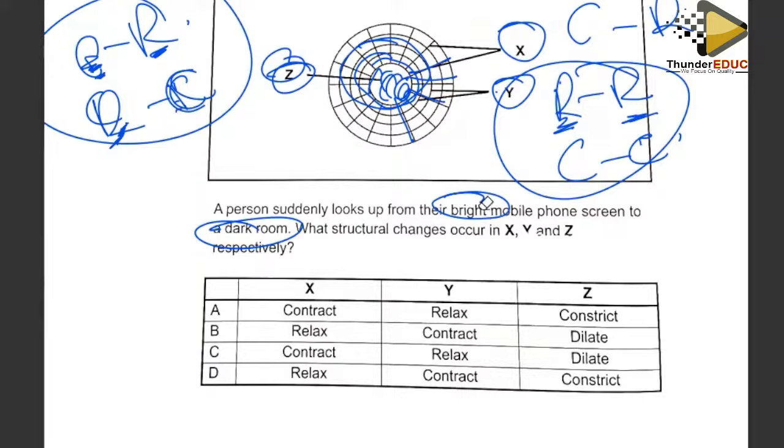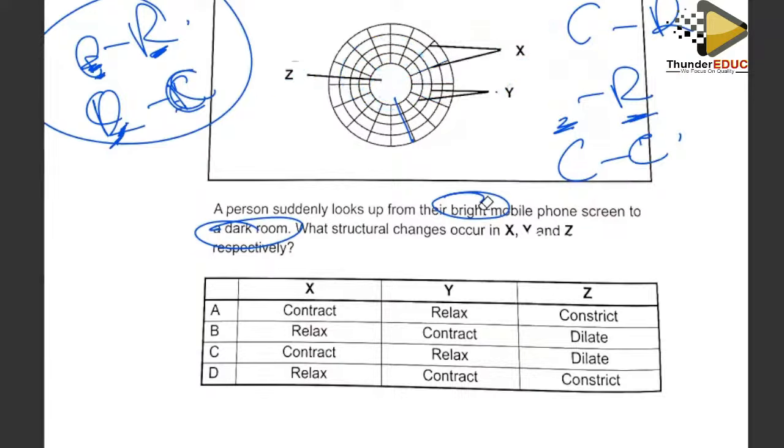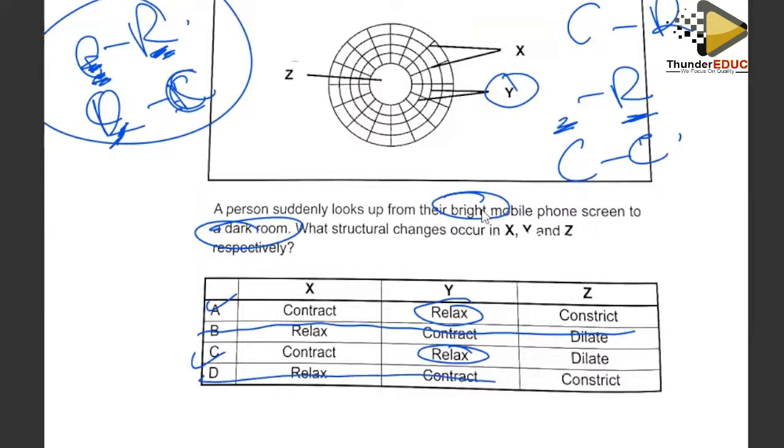So now let's first identify here properly. We come back here. We say that in dim light, the circular muscles will relax. Where is the circular muscles? It is Y. Do we have Y? Circular muscles will relax, because the one which runs in the circular way is the circular muscles. So now we have got the first answer. It can either be A or C. So these ones are out now.